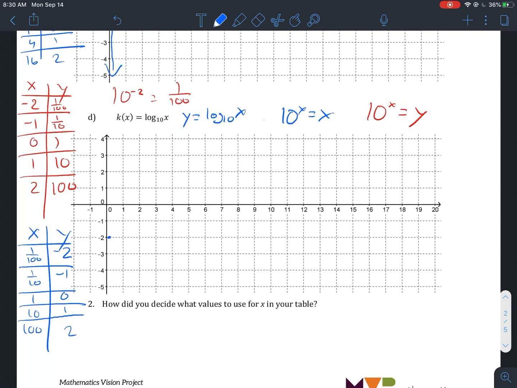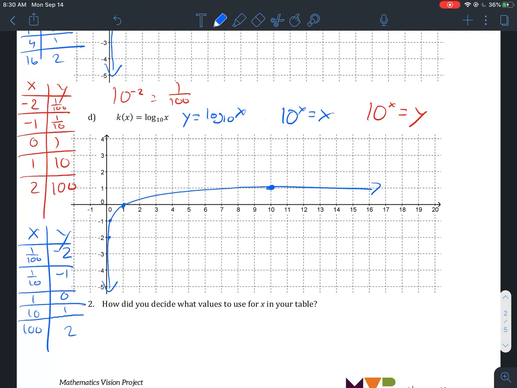So we'll attempt to plot 1/100th. So very close to the y-axis there, but not touching. And then we got 1/10 and -1, 1 and 0, 10, comma 1. And then we can't plot this last point. That's 100, comma 2. So that's way off the chart. So these are pretty much the most points we can plot. It's going to look like that.